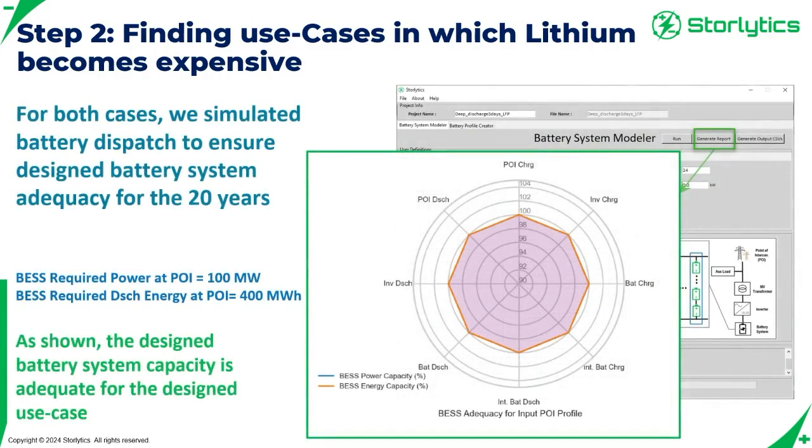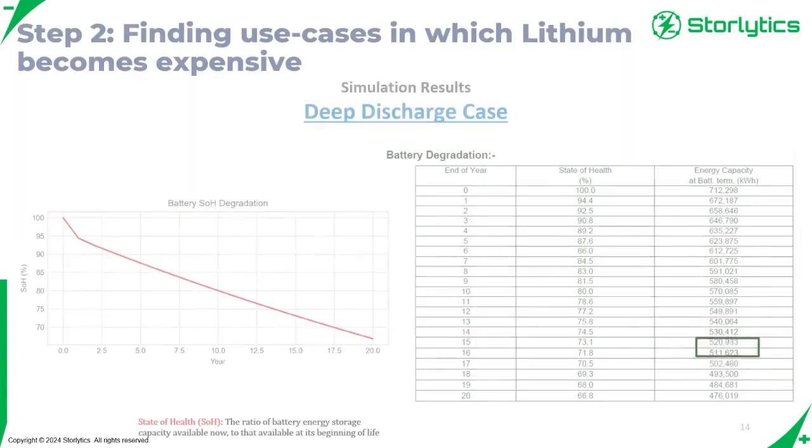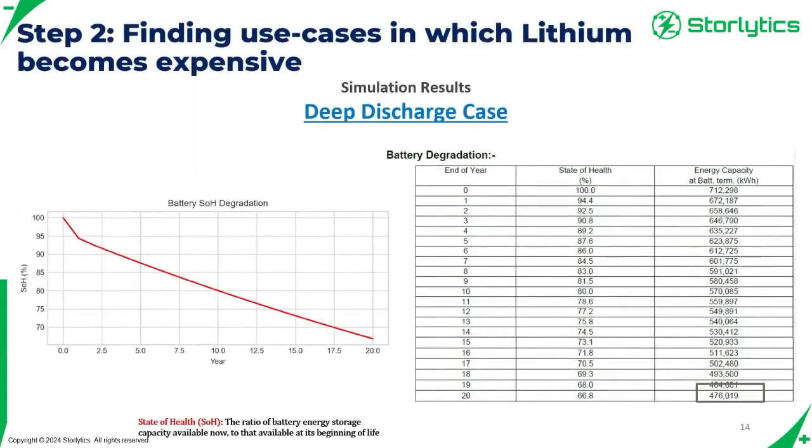So we run the simulation. We make sure that we're meeting the project requirement by being able to achieve the power and energy requirement at different points on the project: at the POI, inverter, battery terminals, for both charging and discharging. And then we see how much overbuild, I'm just focusing on one factor here to start with, which is the most impactful factor, the overbuild required to allow that project to last for 20 years, okay?